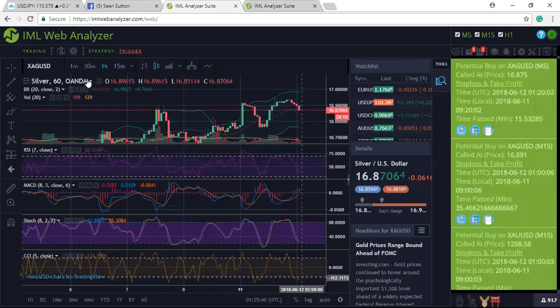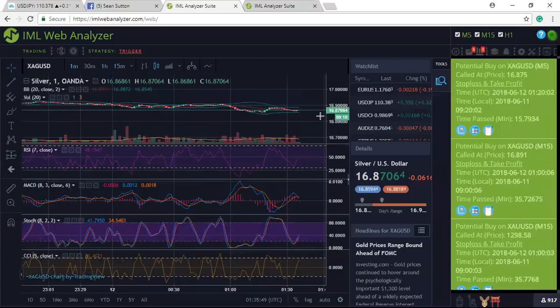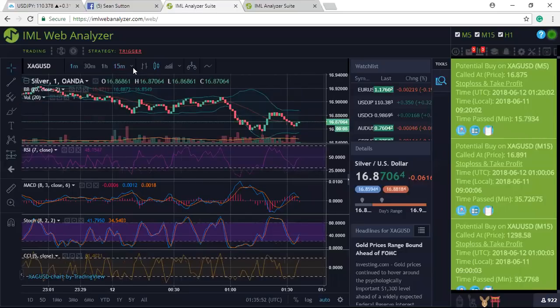It's still pointing down right there because it's not done pulling back, which it'll have to get done pulling back on the smaller time frames before you see it on the larger time frames. All right. So as you can see, it's still pulling up, up, up.